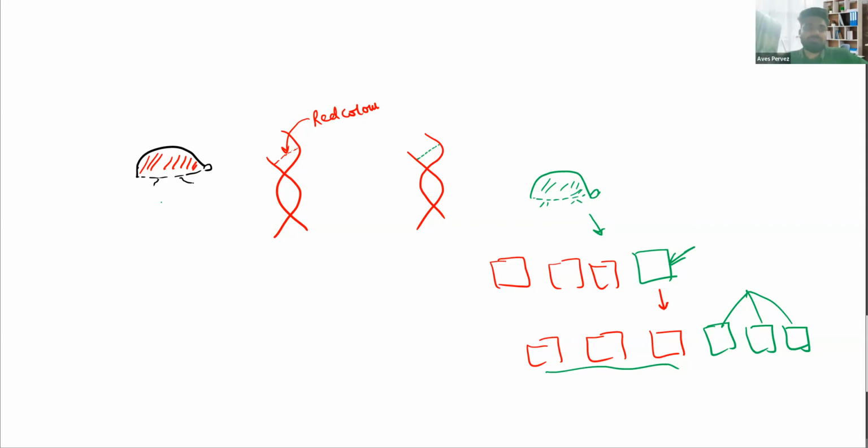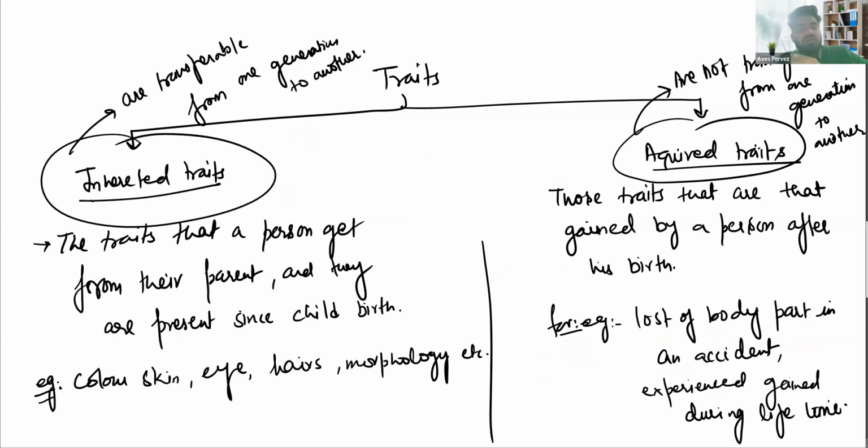Now moving further, so you understood what acquired traits are, what inherited traits are, and which traits are transferable and which are not. If you cut the tail of a rat, we are making changes in the somatic cells, not in the germinal cells. So these are not transferable.